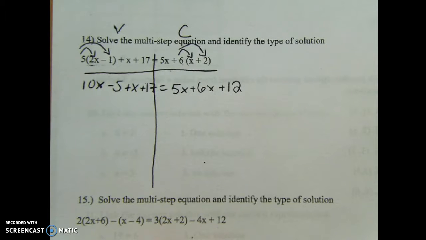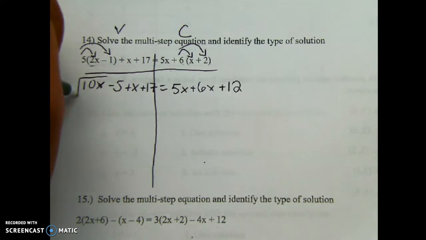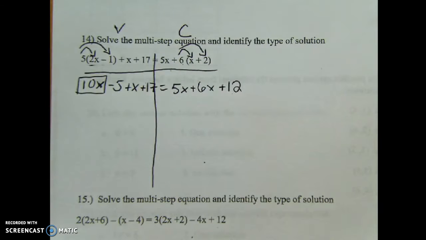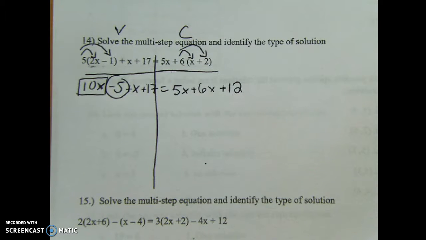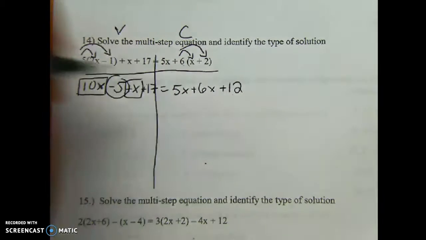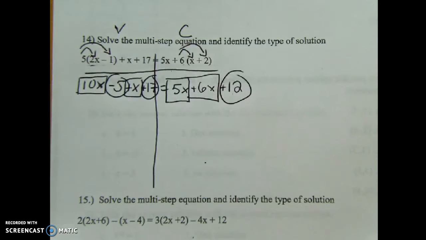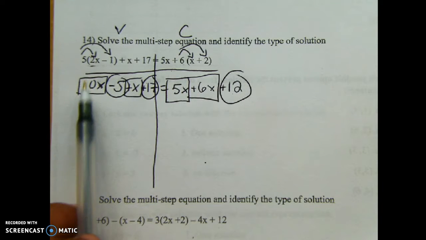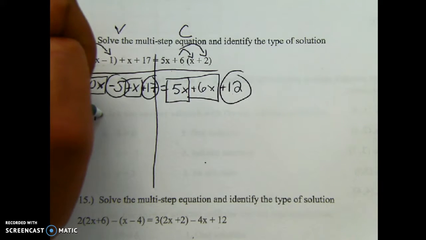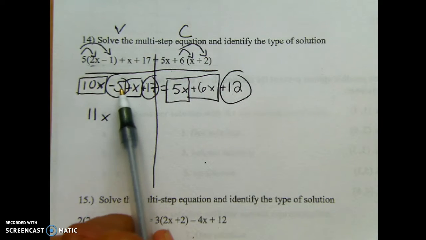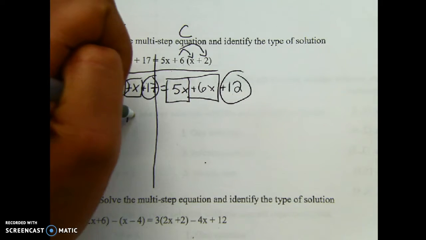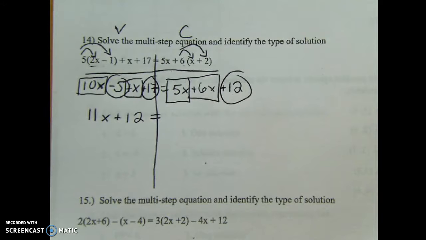Now, if I was looking at my notes, it would say box your variables. So make sure you're boxing your variables and circle your constants with the operation in front. So I'm going to box my variables and circle my constants. Now I'm going to combine my boxes here. 10x plus x is going to give me 11x. Positive 17 minus 5 is going to give me positive 12. And I'm going to add to the next side as well.